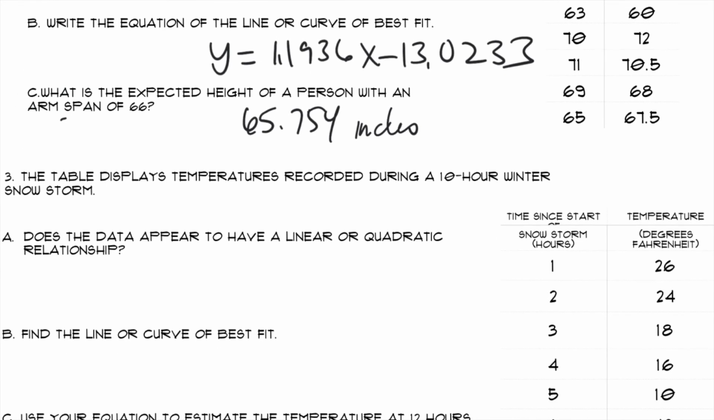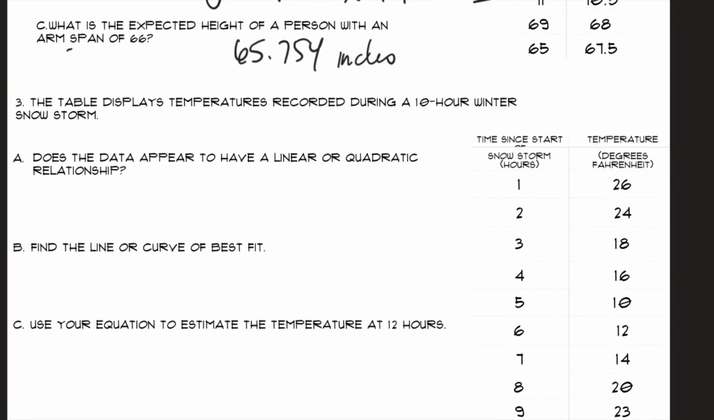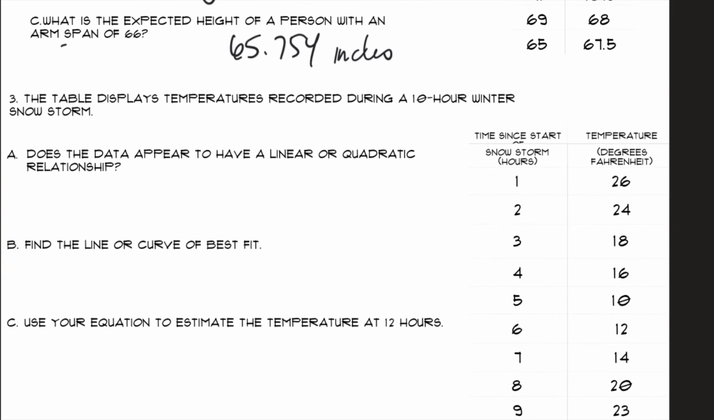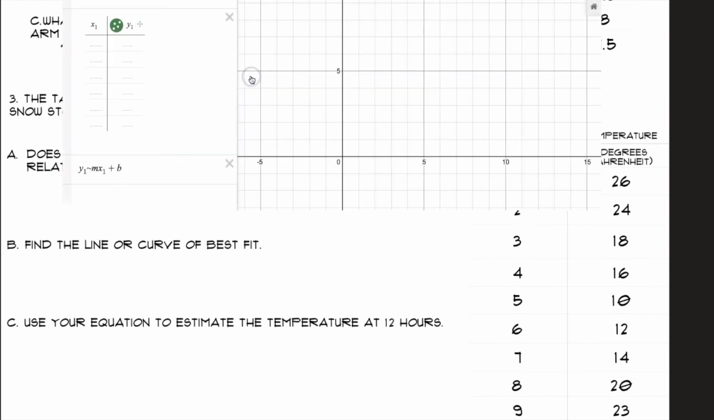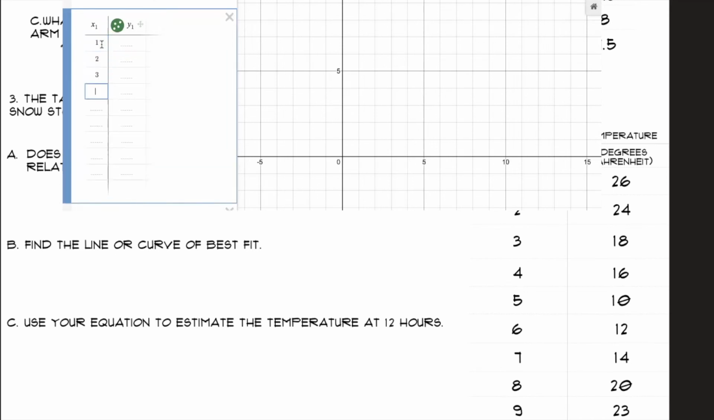Fun times. Let's look at this last question here. This table displays temperature recorded during a 10-hour winter snowstorm. Does it have a linear or quadratic relationship? I'm going to go back. I'm going to get a fresh linear one just to type this in. X is time since the snowstorm started in hours. So it's got 1, 2, 3, 4, 5, 6, 7, 8, 9, 10. And then the inches, we'll put it in real quick.